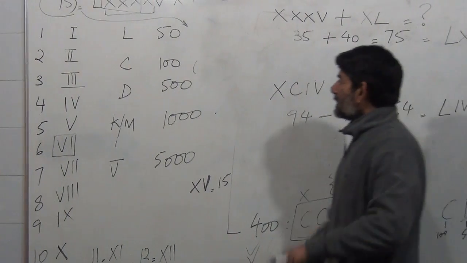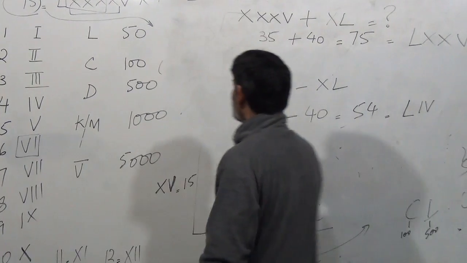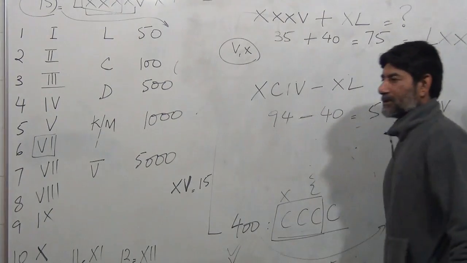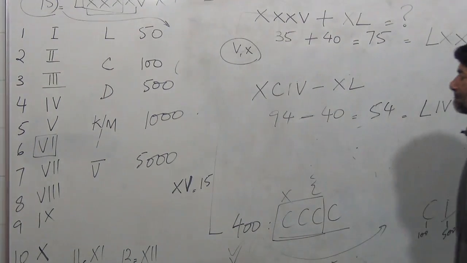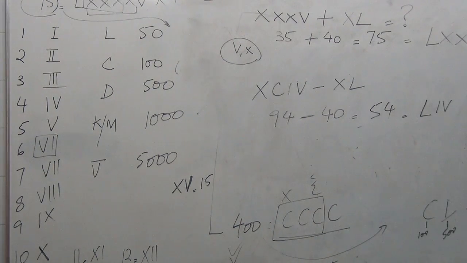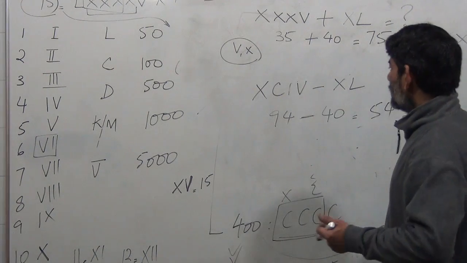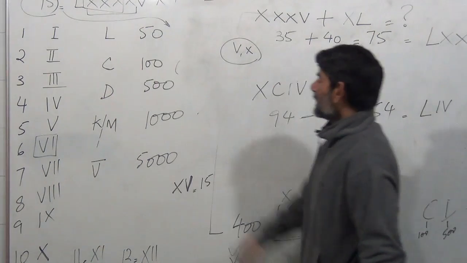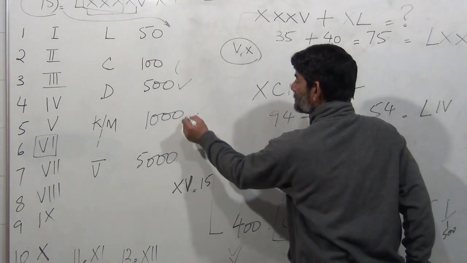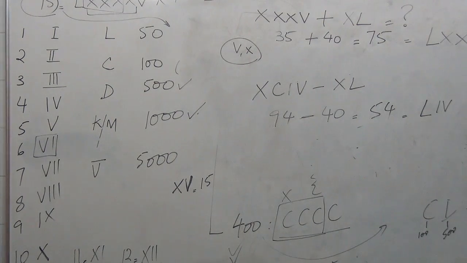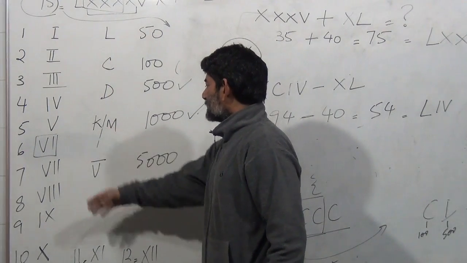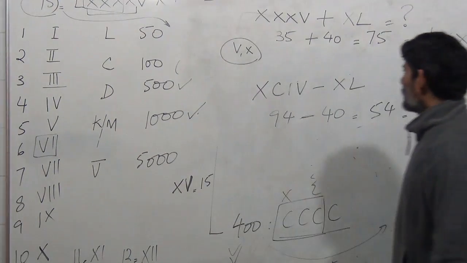The number 1 can only be subtracted from the 5 and the 10, because there's no other way to write a 4 and a 9. And then we have C can only be subtracted, 100 can only be subtracted from a 500 or a 1000, which is a D and an M. M can also be written as a K, either K or M.